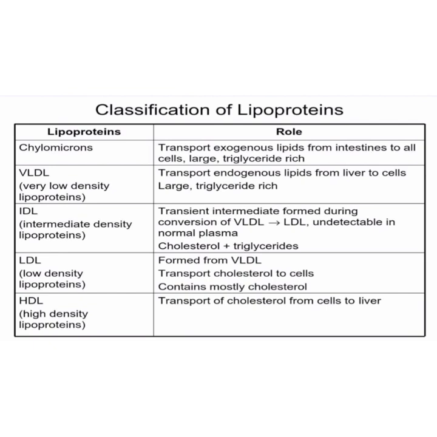IDL, intermediate density lipoprotein. A transient intermediate formed during conversion of VLDL to LDL, undetectable in normal plasma. Contains cholesterol plus triglycerides. LDL, low density lipoprotein, is formed from VLDL and transports cholesterol to cells; it contains mostly cholesterol. HDL, high density lipoprotein, transports cholesterol from cells to the liver.